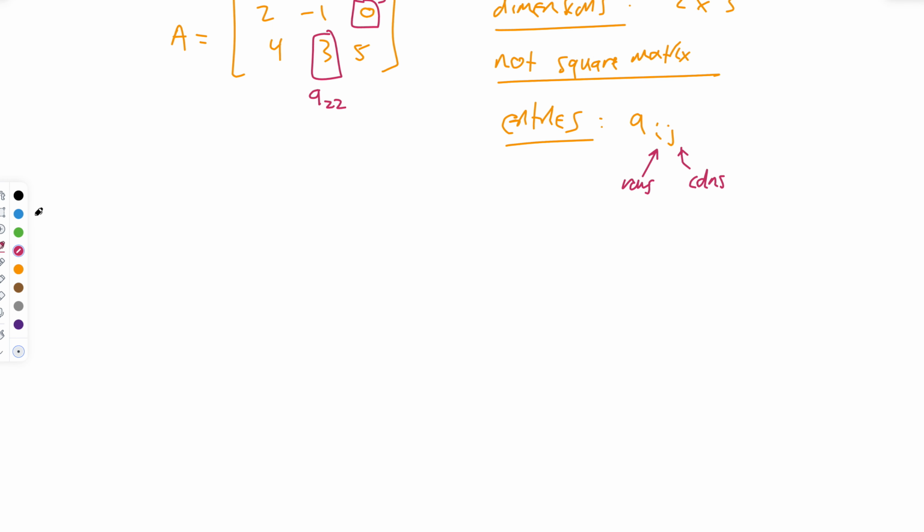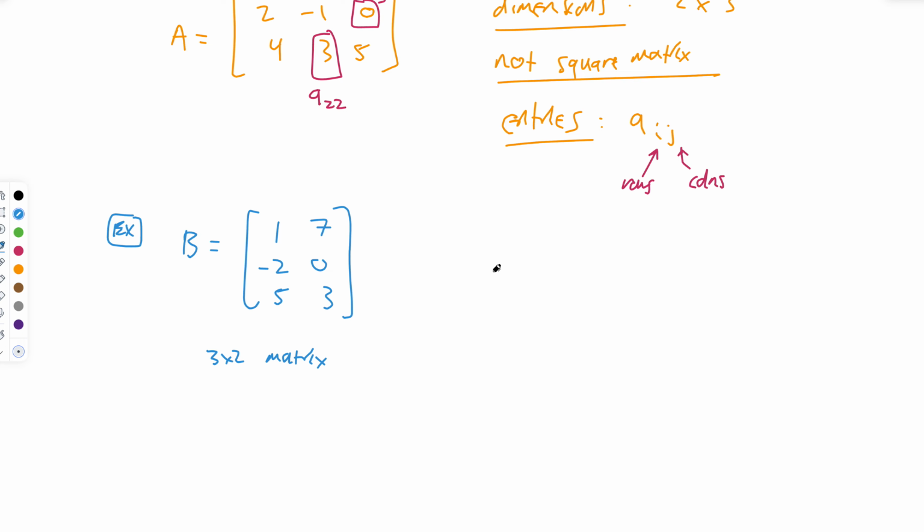So let's do another one. Let's say I have matrix B, which is 1, 7, -2, 0, 5, and 3. We have this matrix. This is, note here, a 3 by 2 matrix.